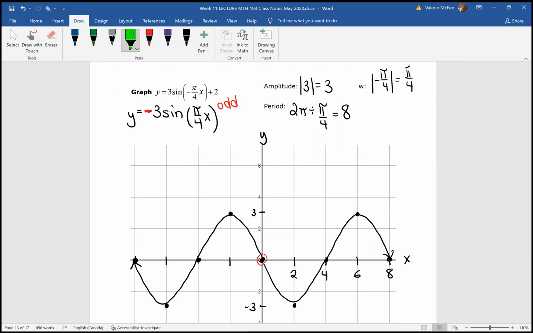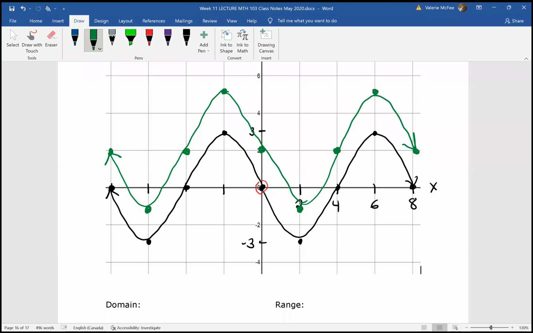Now we want to graph the function with plus 2. Why don't you do that? We see that the whole graph has been shifted up 2 units. Our domain stays the same. What is the range? Our lowest value now is at negative 1, going all the way up to 5.